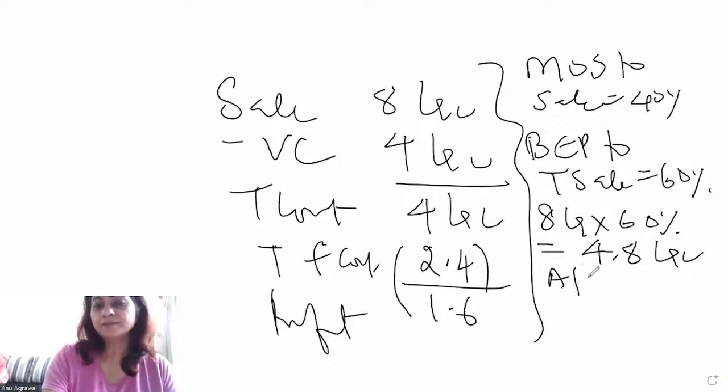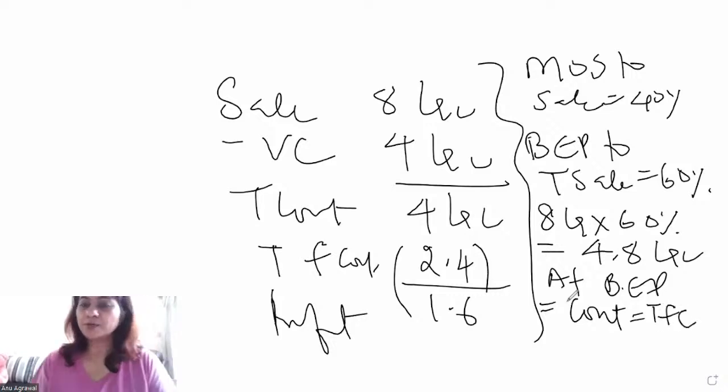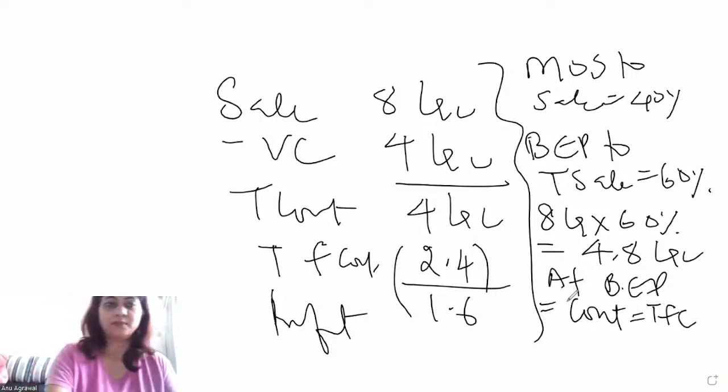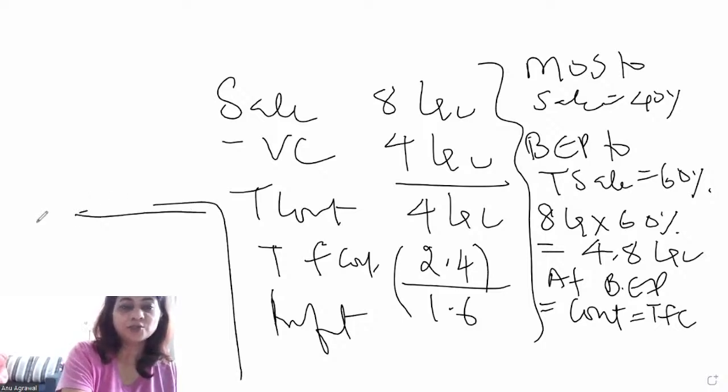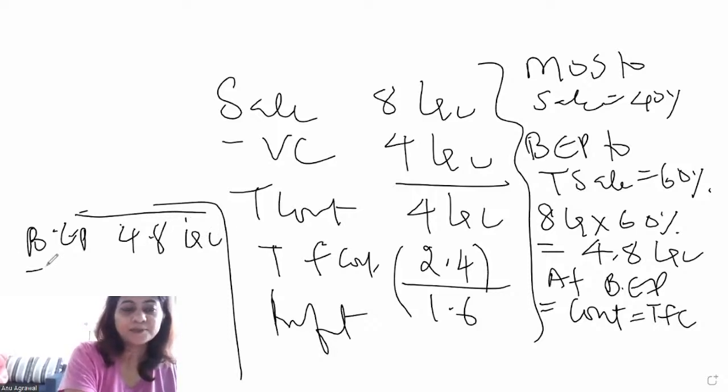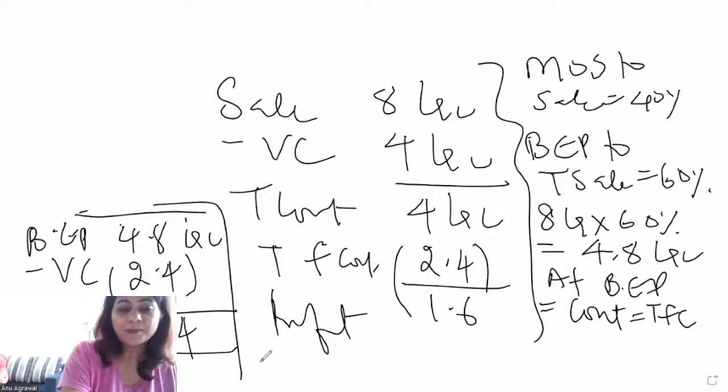At break even, contribution is equivalent to total fixed cost. Yes or no? I could have done that. So once I know my break even sales is 4,80,000, subtract the variable cost. I get out with contribution of 2.4 lakh. At break even, this contribution is equivalent to my total fixed cost.